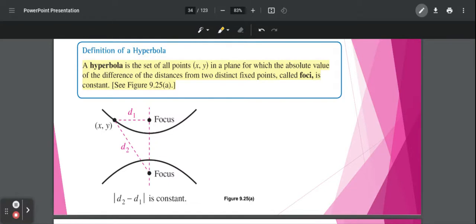So if you were to take any point on your hyperbola and go to one focus, and then go to the other focus, whatever that difference in distance is would be the same as if I took this point right here and did the same with that distance and that distance.